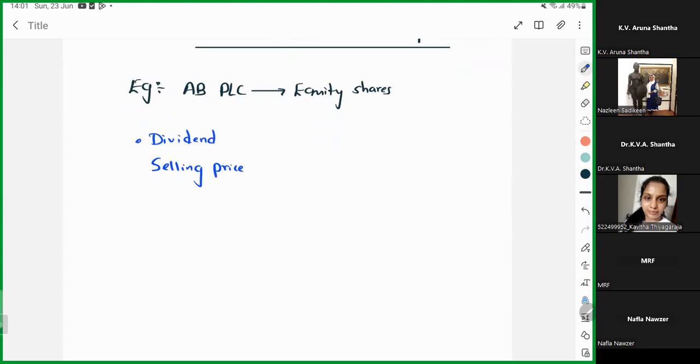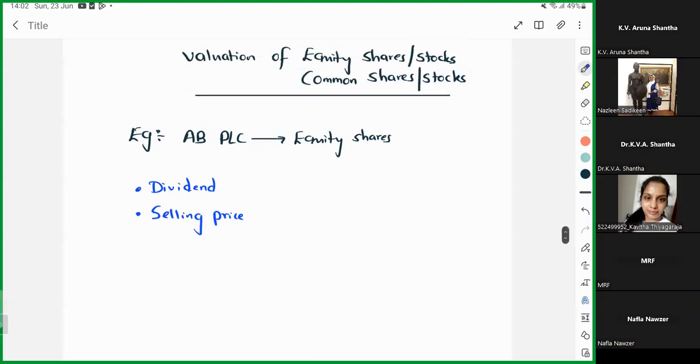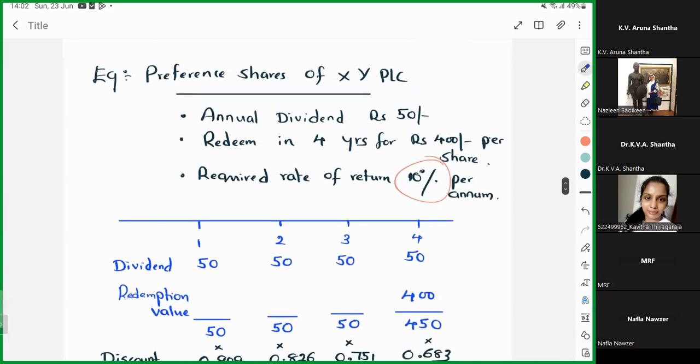So you have two cash flows. You are planning to invest only for next year. Next year you get the dividend, then at the end of the next year you sell the shares, so you get the selling price. So you have to estimate these two cash flows. But it's not as easy as with preference shares. This is a very important point.